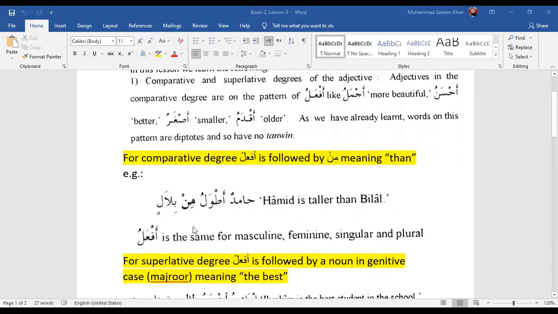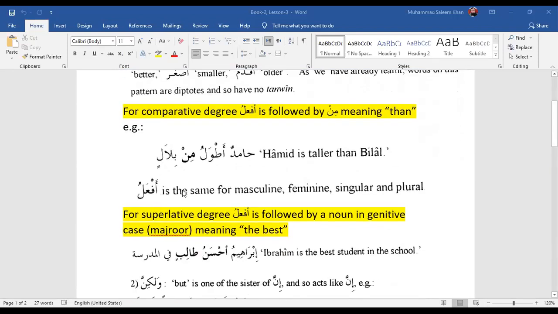So af'alu is the same for masculine, feminine, singular, and plural. Meaning, one word on the pattern of af'alu is used for everything. For example, if we want to say that Amina is taller than Zainab, we say Aminatu atwalu min Zainab. So the same word will be used for masculine, feminine, singular, and plural. That will be on the pattern of af'alu. Is it clear up till now?